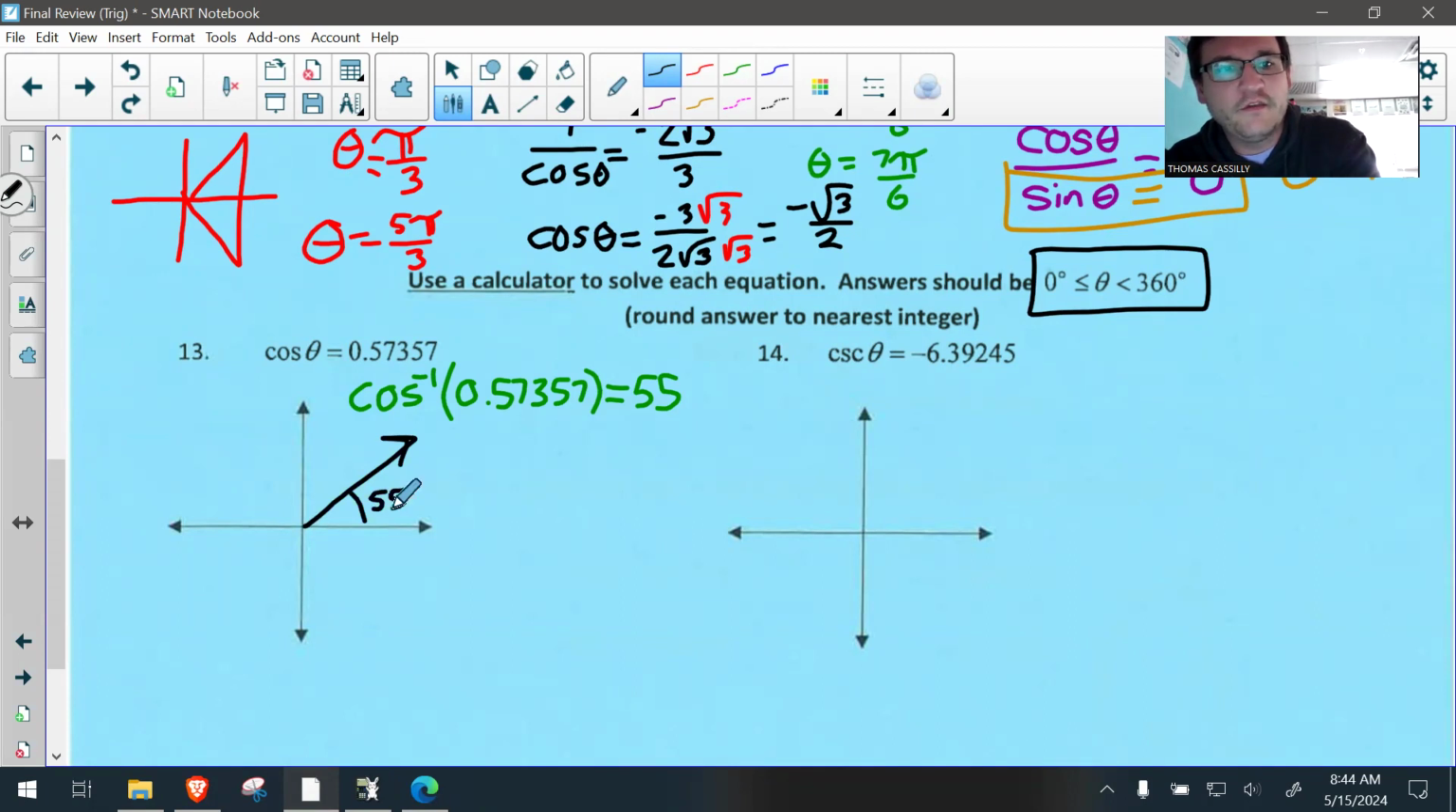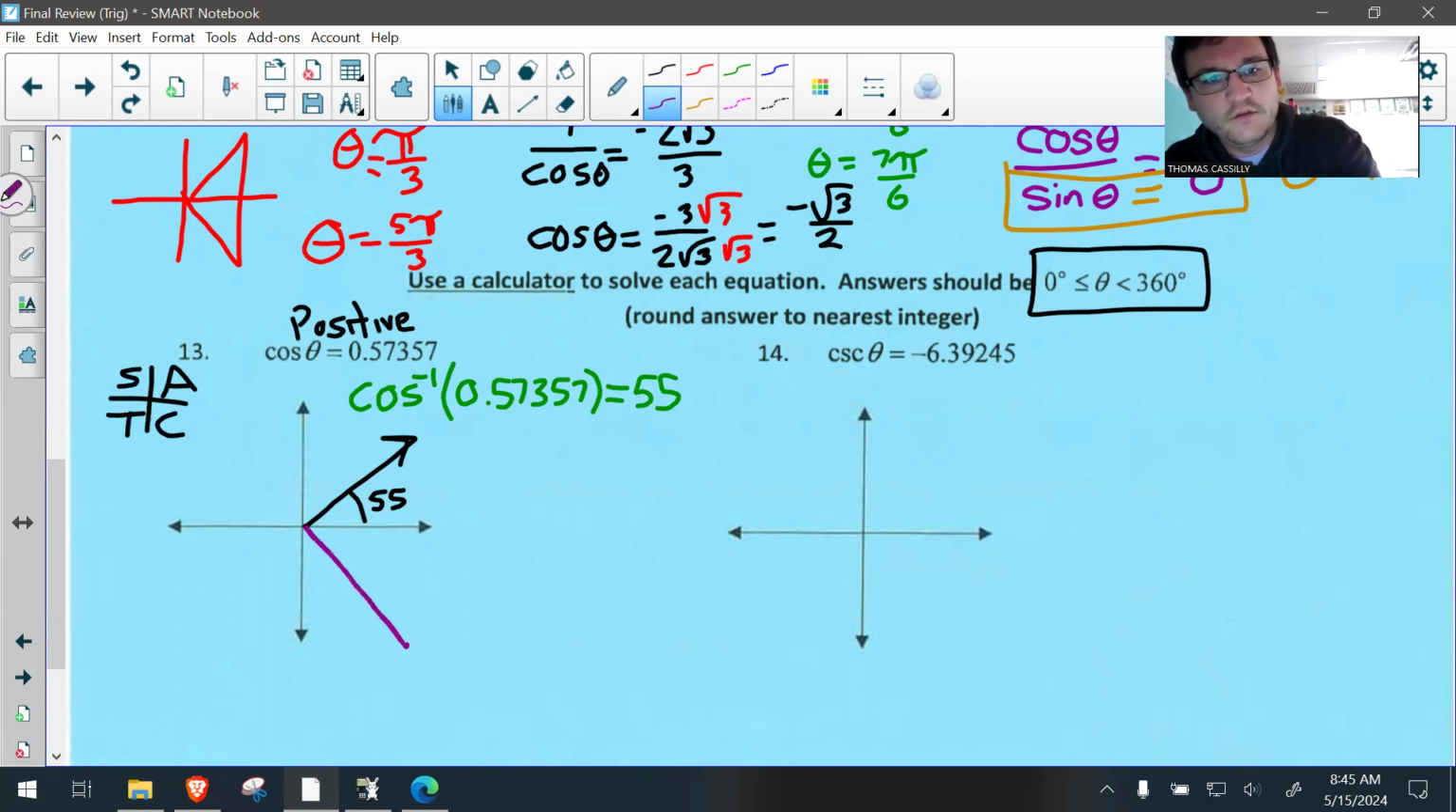So keep in mind, this is a positive number. We know cosine is positive in quadrant 1 and quadrant 4. So we need to have another one down in here. So we have to use that 55. That is our reference angle here of 55 degrees.